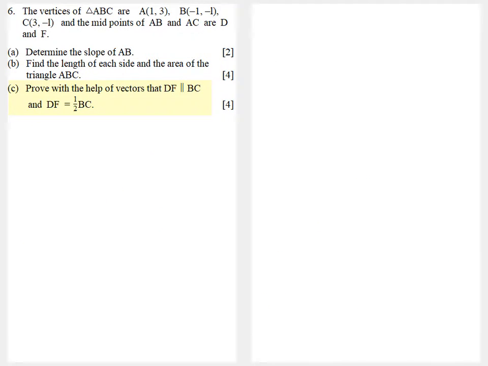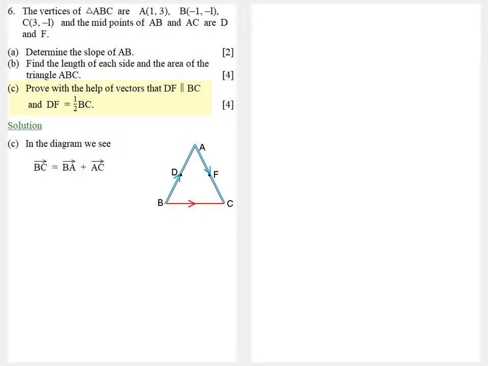Now in part C, we have to prove, with the help of vectors, that the line DF is parallel to the line BC, and the length DF is equal to half the length of BC. Well, to solve this, we look at the diagram. In the diagram, we can see going from B to C is the same as going from B to A and then A to C in terms of vectors. So the vector BC is equal to the vector BA plus the vector AC.